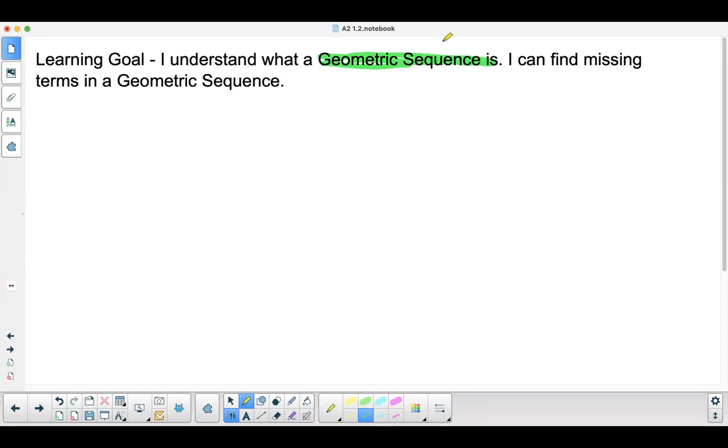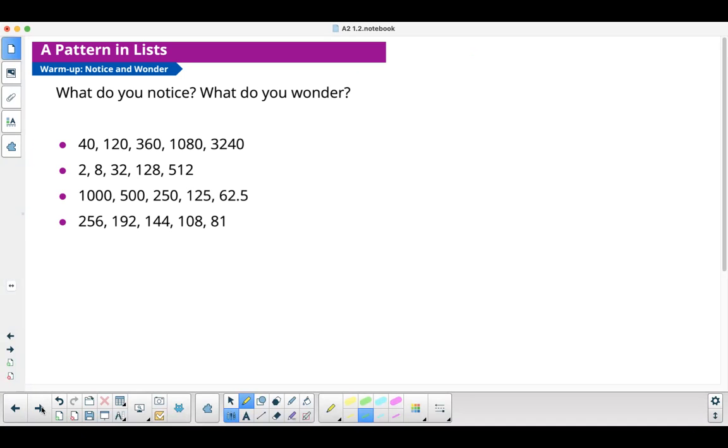You don't know that word yet, but we learned what a sequence was in lesson 1.1. So we're going to learn what a geometric sequence is today. All right, what do you notice? What do you wonder? Okay, pause the video, take a look, try to come up with some things. All right, you might notice that these two are increasing and these two are decreasing, getting smaller. The first two are getting bigger and the second two are getting smaller.